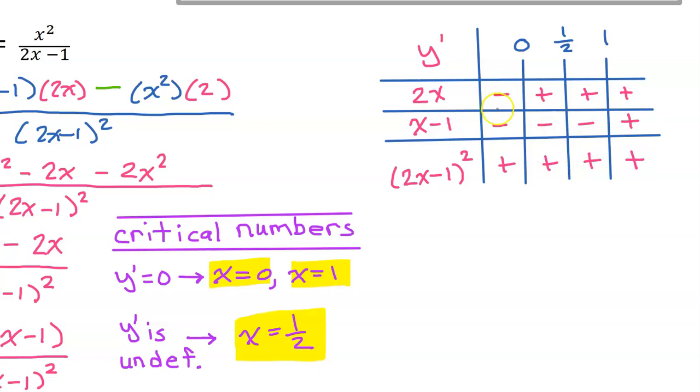Now consider the number of negative signs in each column. The first column has 2 negatives. So a negative times a negative is a positive. We have a single negative in the second column, so this will give us a negative. A single negative in the third column gives us a negative, and we have all positive in the fourth column, so this will give us a positive.